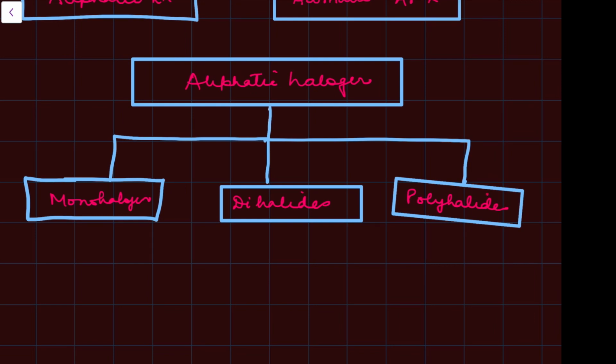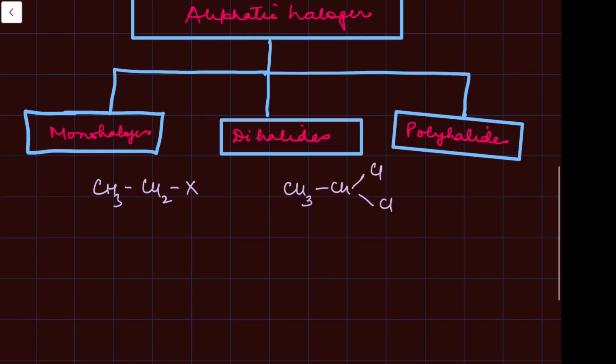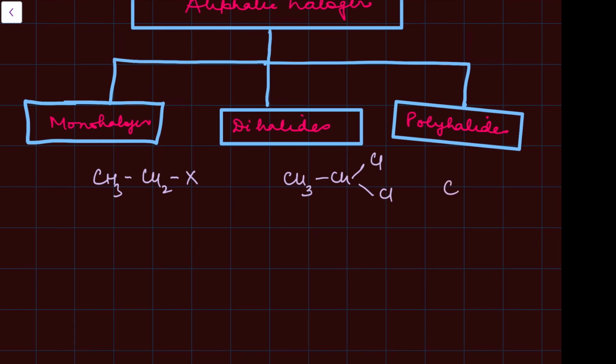Monohalides will be where we have the alkyl part attached to only one halogen. In dihalides, the alkyl part will have more than one halogen, two halogens. In polyhalide, we will have the alkyl part having many halogens. Here we have three. We can have more than this also.